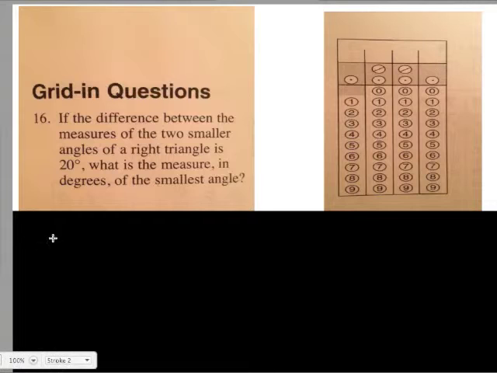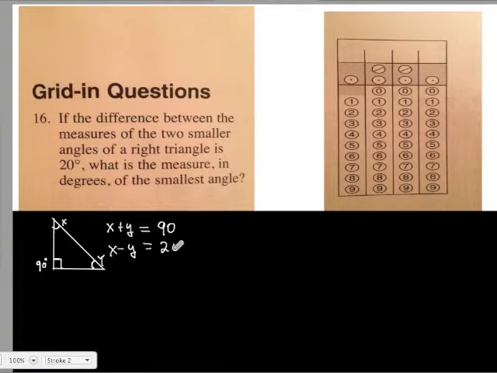Let's go ahead and figure out what's given. We know that we have a right triangle. Because we know we have a right triangle, one of the angles is already given as 90 degrees. So the other two angles must be smaller, and let's assign them as x and y. So we know that x plus y must equal 90 degrees. And at the same time, the difference between x and y is given as 20.